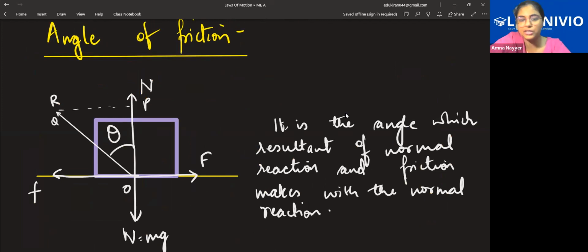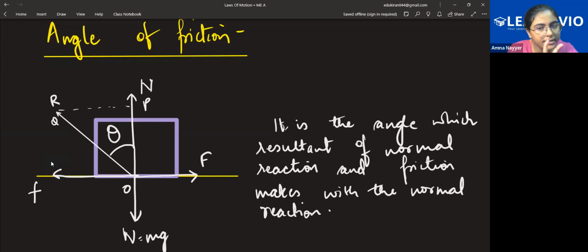So what is the angle of friction? Basically, you know the normal reaction. It is a perpendicular force, perpendicular away from the surface of the body. Downwards, mg will be acting, right? Applied force is acting on the right hand side, and on the opposite side the frictional force will be acting. Normal reaction and the frictional force are at an angle of 90 degrees, and both are vectors. Normal reaction is also a force and the frictional force is also a force.